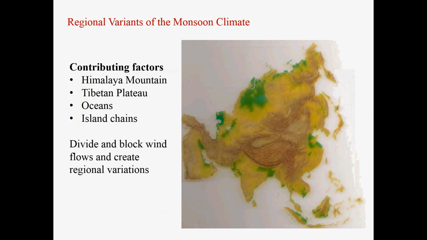Finally, let's take a look at regional variance of the monsoon climate. There are many contributing factors to the regional variations of a monsoon climate. These are the Himalaya mountains, the Tibetan plateau, the oceans, the island chains. These geographical features divide and block wind flows that eventually create regional variations of the monsoon climate.